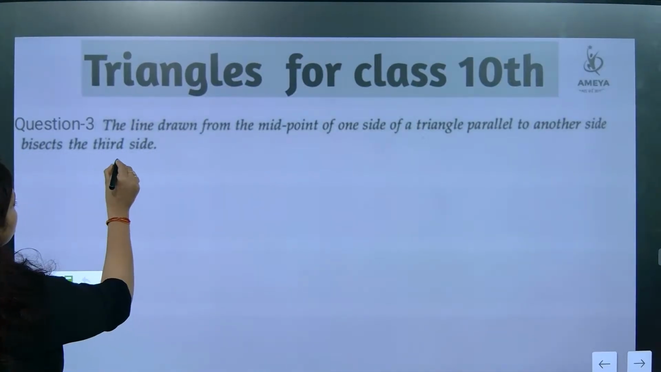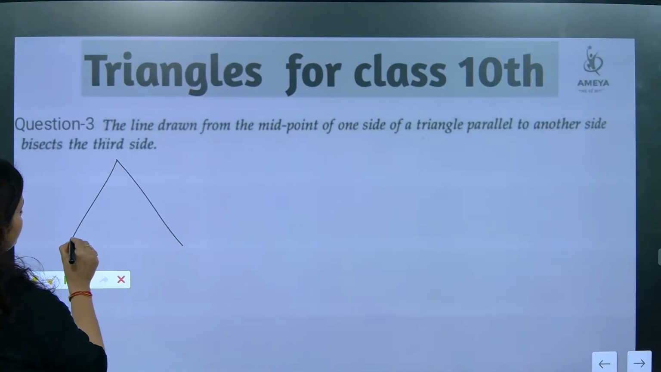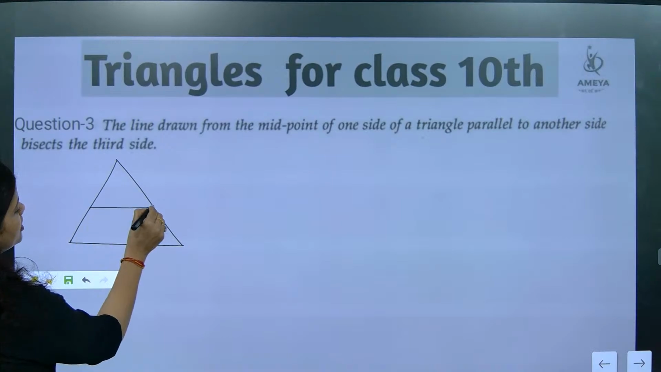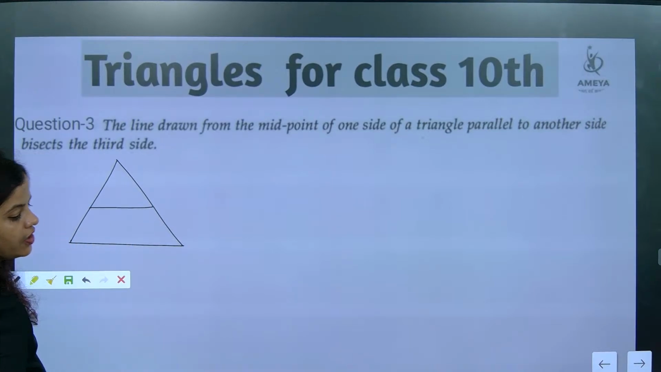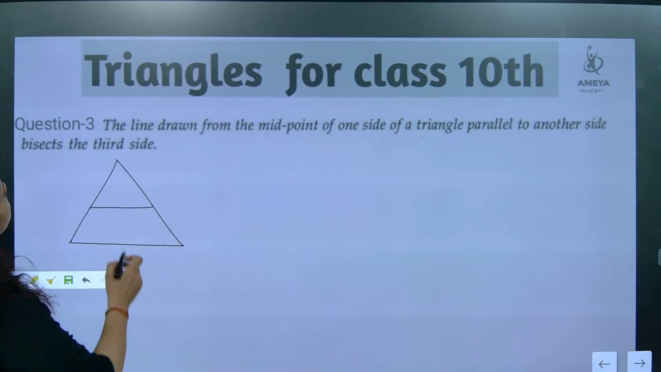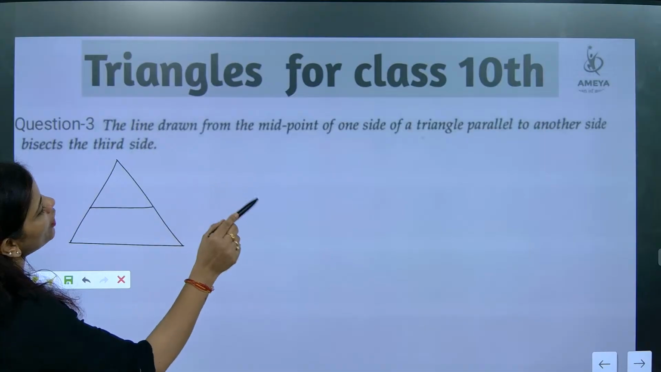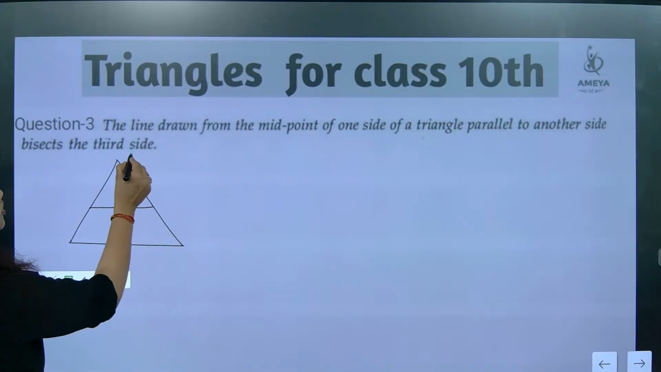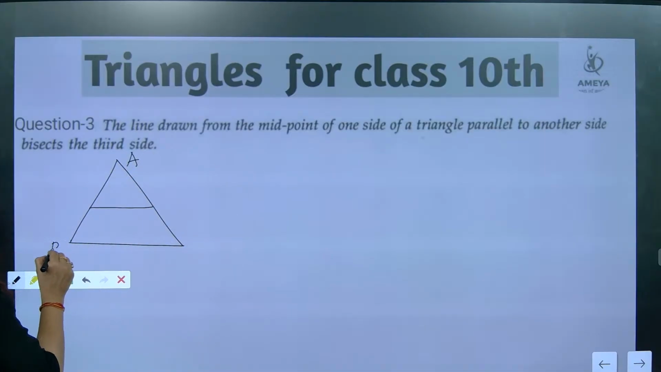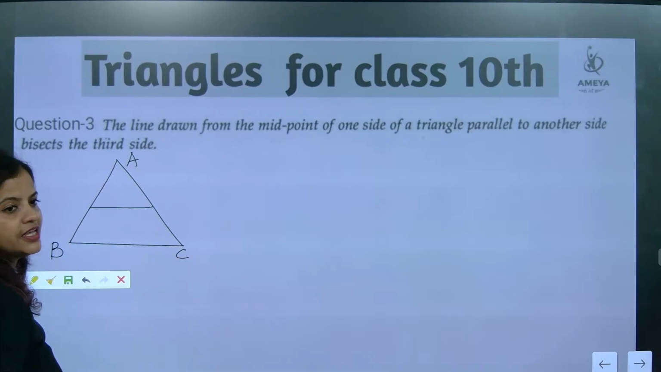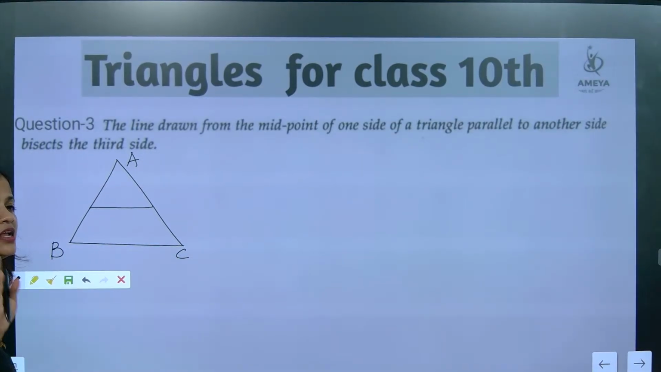Now look here. First, one triangle you are going to draw. And what they have given in this question, come on, check everyone. What is given to you in this question is the line drawn from midpoint of one side of a triangle. So first we are going to take a triangle ABC. And in that what you are going to write first?